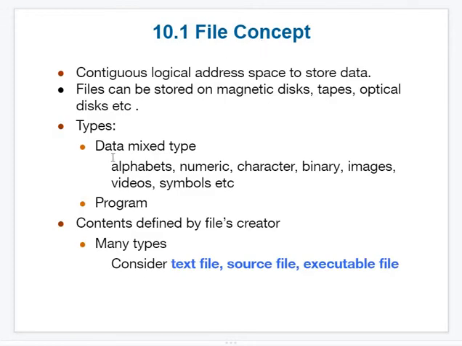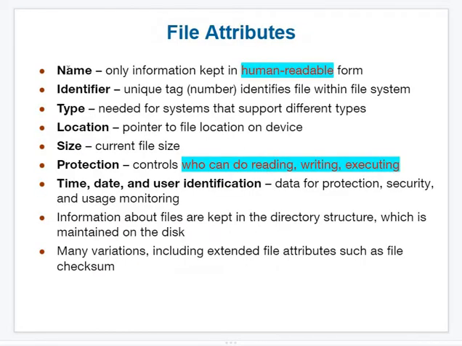So, the file concept we have studied. It's a logical space where we store data continuously. We can store alphabets, numerals, special characters, etc. What are the file attributes we have seen? The name of a file, the identification number of a file, and the type of the file, like binary file, object file, hex file. These are all attributes of an individual file.